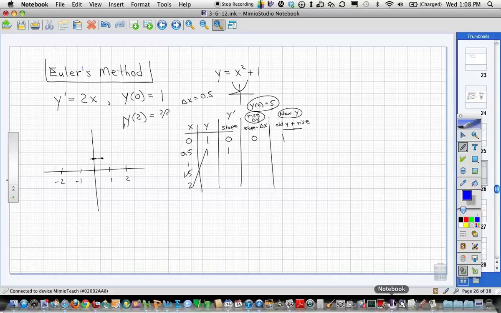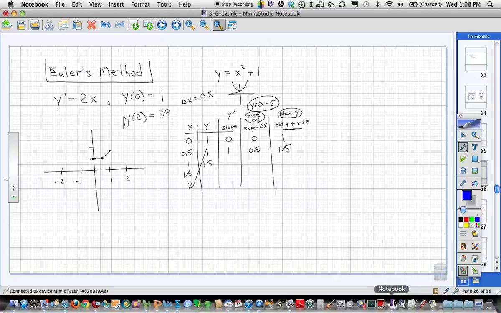Next column is our rise. I don't want you to get so bogged down in the details of the column that you forget the big picture. But you have to kind of know what to do as well. So we take our slope times our delta x. That would be 0.5. So our new y is our old y, 1, plus our rise, 0.5, we get 1.5. So we're now at the point 1, 1.5. So we've now gone up like that, just like we did on the PowerPoint.